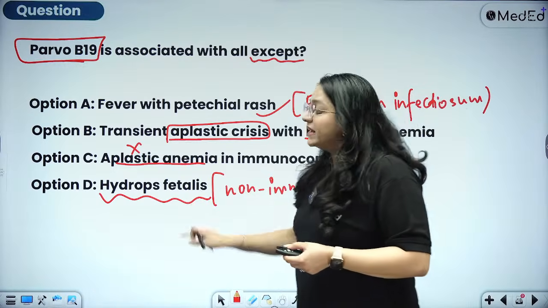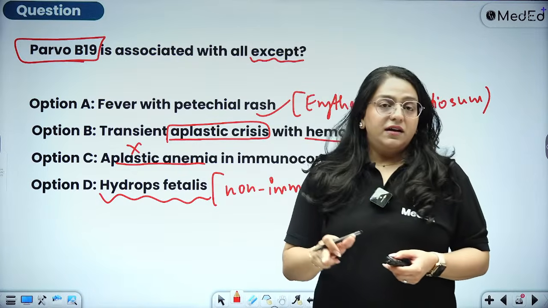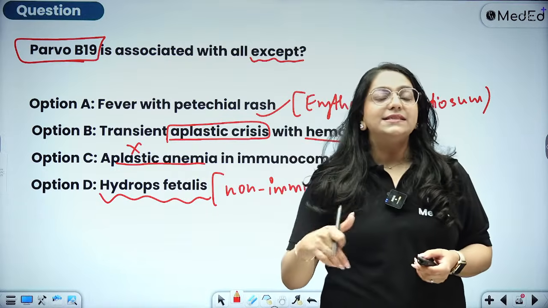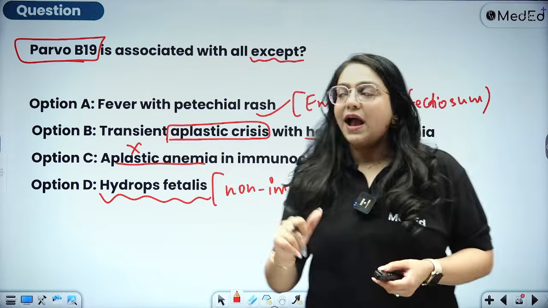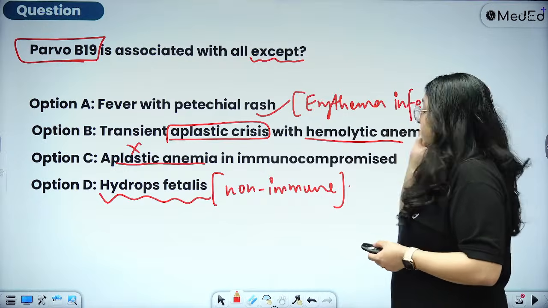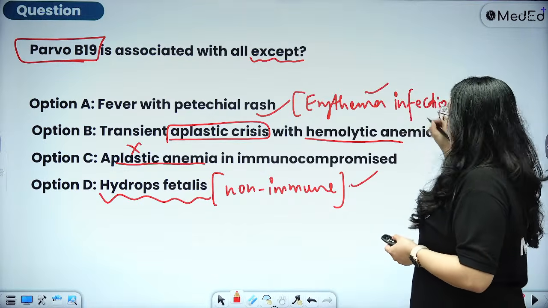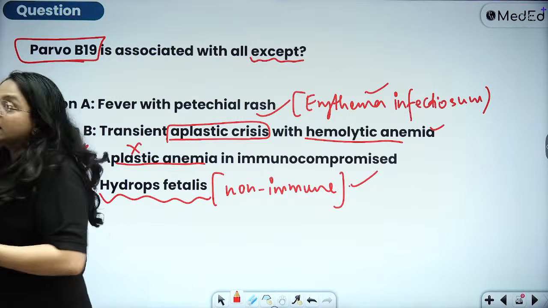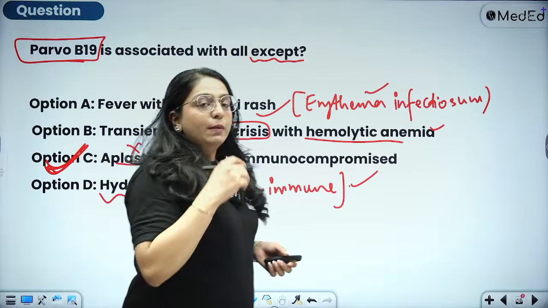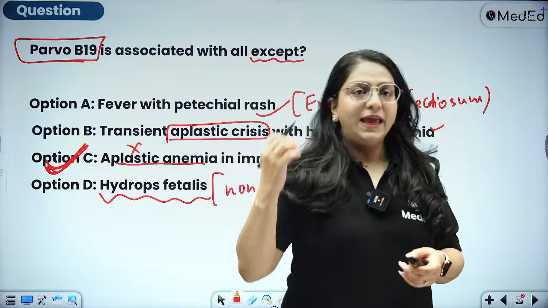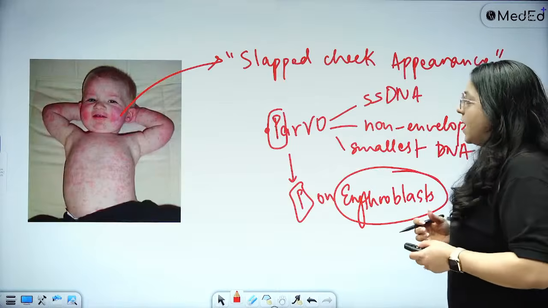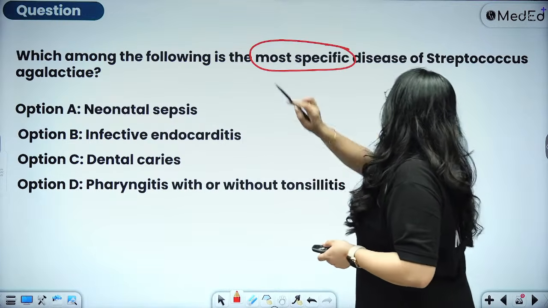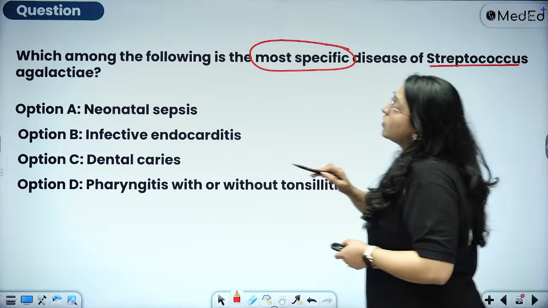So hydrops fetalis is a congenital infection of parvovirus B19. So if at the time of pregnancy the lady gets it, the congenital infection is hydrops fetalis. So I believe this is correct. So C is your option here, because not aplastic anemia, it's going to lead to pure RBC aplasia. Okay, only RBCs. Which among the following is the most specific disease of Streptococcus agalactiae?